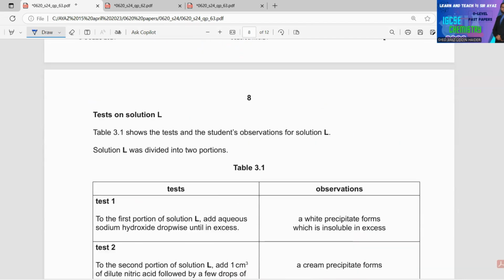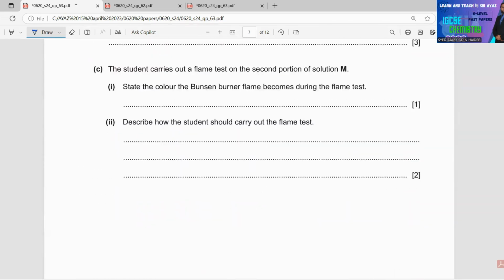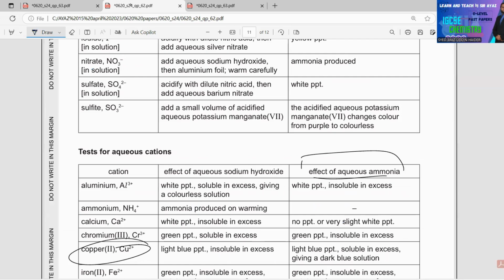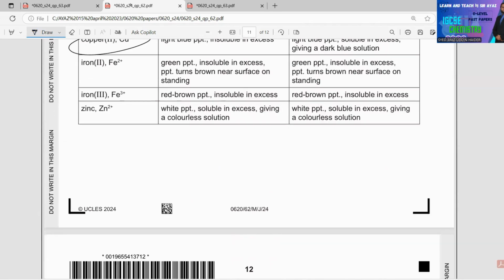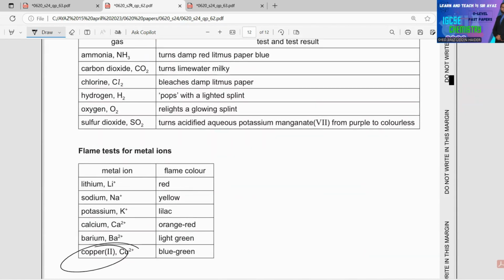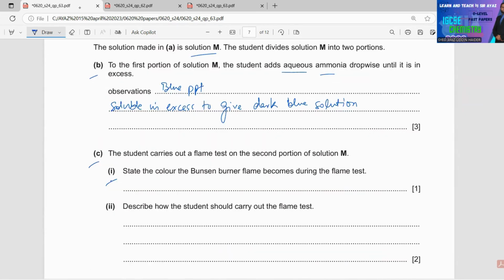Moving to next part, which is part C. C. The student carries out a flame test on the second portion of solution M. Number 1, state the color of the Bunsen burner flame becomes during the flame test. This flame test is for the presence of Cu plus 2 ion or Cu2 plus ion. It's blue-green. So you are going to write blue-green here.